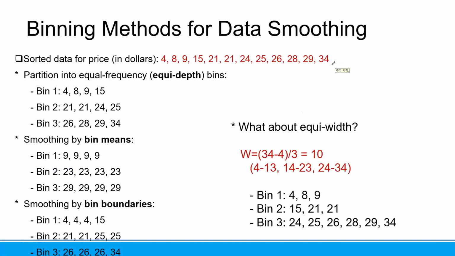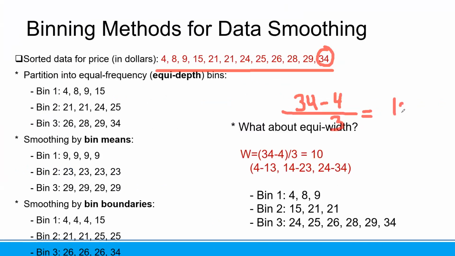What is the maximum from this data? 34. 34 minus the minimum, the lowest value, which is 4. And then how many intervals do you want to set? So I want to make 3 bins. So divided by 3. Then I have 10. So 10 will be the width.